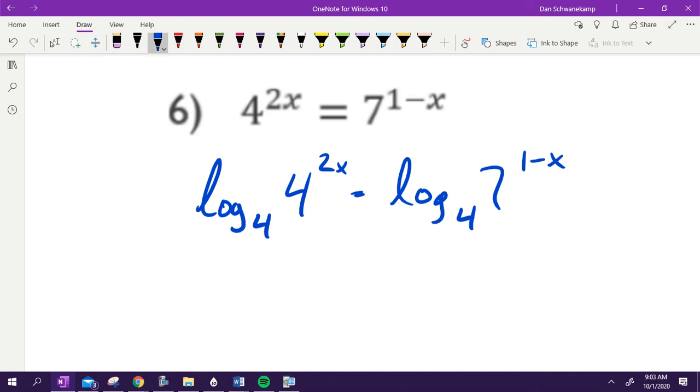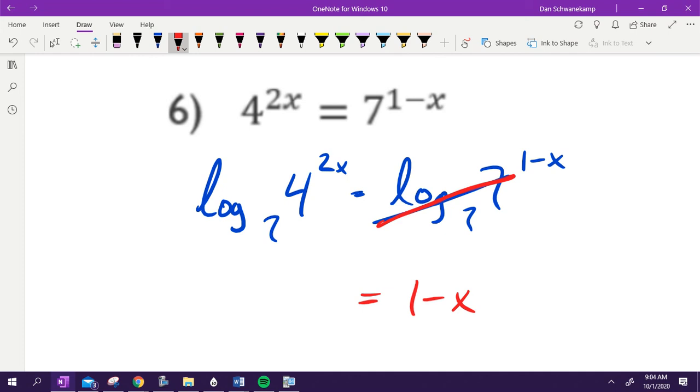In fact, let's make this easier on ourselves. Let's go log base 7, and I'll explain why. Instead of log base 4, let's do log base 7, and you'll see why in a second. What's going to happen on the right side, the log base 7 of 7? It's going to cancel. So on the right side, I'm left with just 1 minus x. That's why I decided to do log base 7 instead of log base 4. The right exponent was a little more complicated, and now it's just 1 minus x by itself.